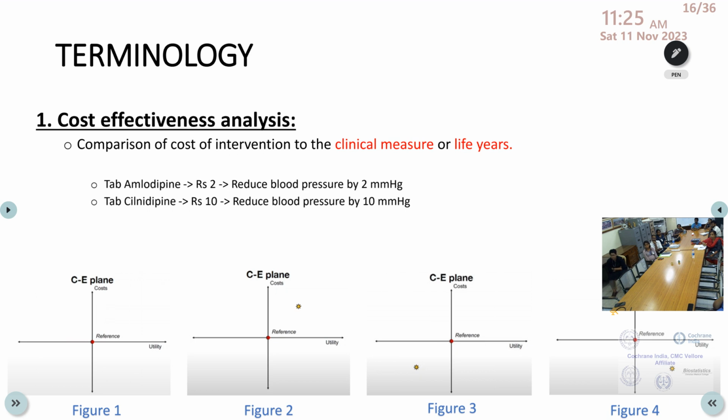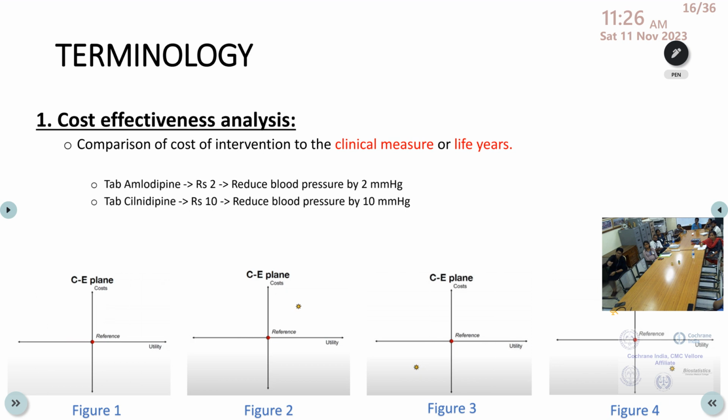For example, if you are doing an intervention like PCI versus CABG, and for PCI, to get one quality of life year, the amount is 1 million, then it depends on the country's economics and how much they want to invest in doing that. So that is why we calculate the ICER, to know how much more benefit and how economically viable an option it is compared to the control.